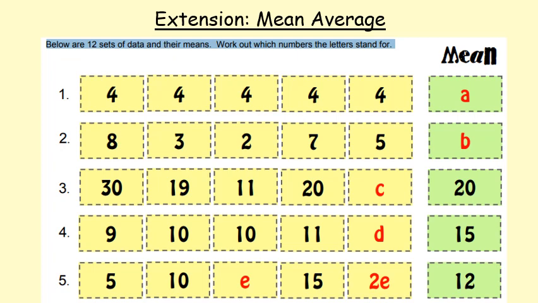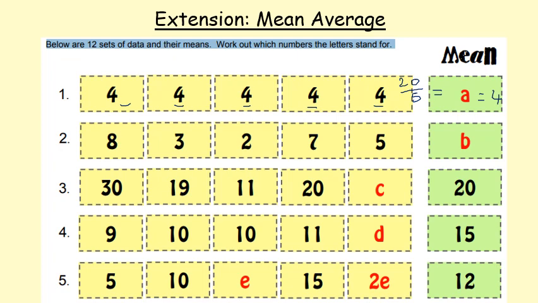Okay, so if you've got through everything and you've still got time, this extension is using a bit of what we did in the previous exercise. So it's using this notion of calculating the mean to work out which numbers the letter stands for. So for example, in question 1, if you were going to add up all of the pieces of data here, so we've got 4 plus 4, which gives us 8, plus another 4 to get 12, plus another 4 to get 16, plus another 4 to get 20. Our calculation is going to be 20 divided by 5, and we can say that A equals 4.